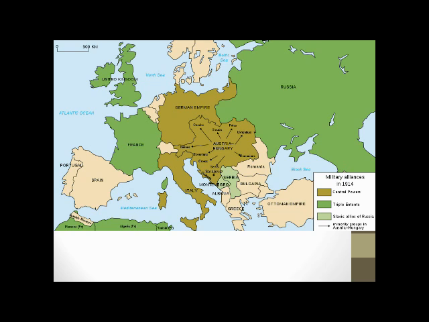So you can see here, the arrows in the Austro-Hungarian Empire point to all of the different ethnicities, the cultural and nationalist groups that were under the control of the Austro-Hungarian Empire. So you had these nationalist movements that were really threatening to fracture the empire.